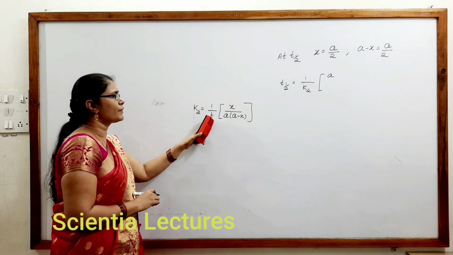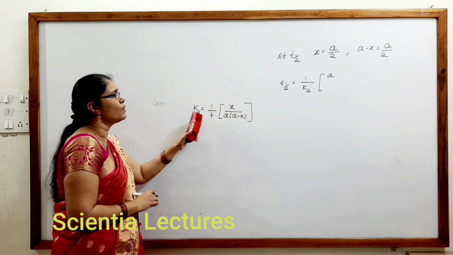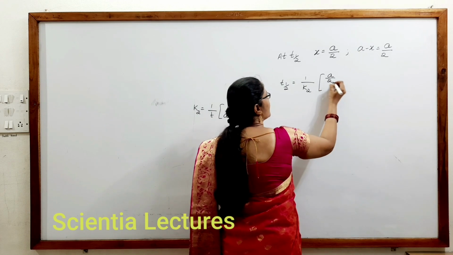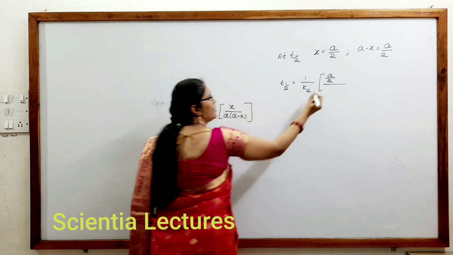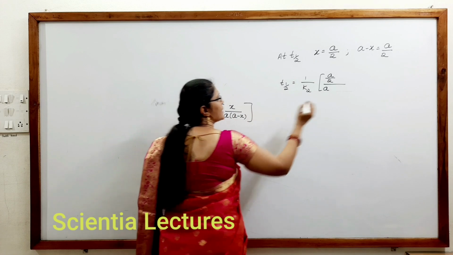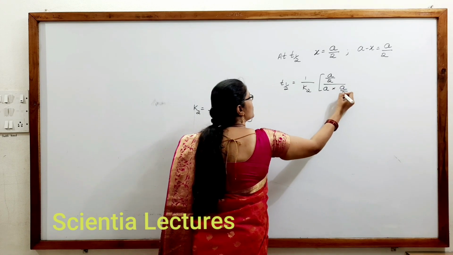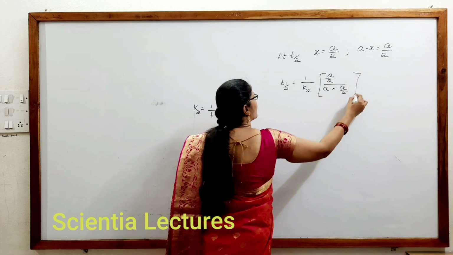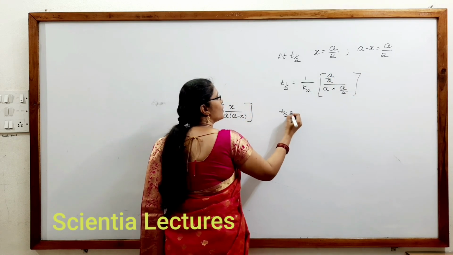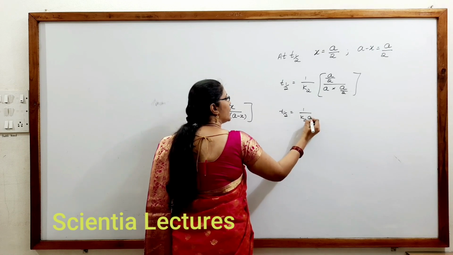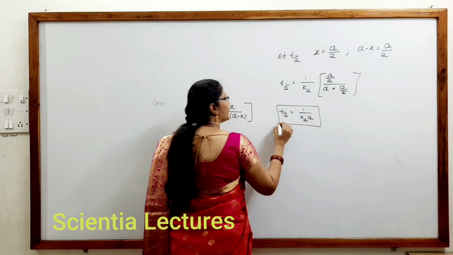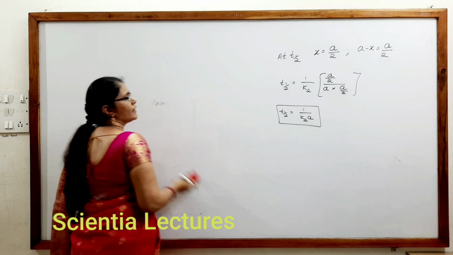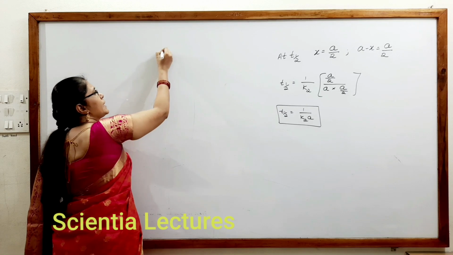In the place of t, if you keep t half is equal to 1 by K2. In place of x, what are we going to write? a by 2, by a into, what is a minus x? a by 2. So a by 2 gets cancelled. When a by 2 gets cancelled, what will we get? T half is equal to 1 by K2a. So, t half for a second order reaction is 1 by K2a.